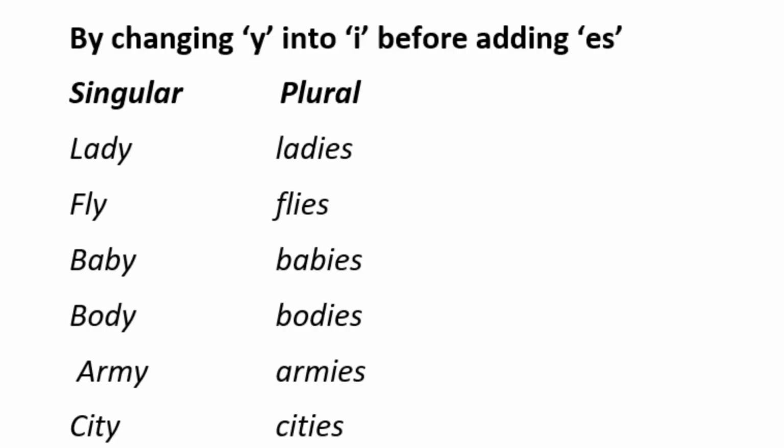For lady, we have ladies. For fly, we have flies. For baby, we have babies. For body, we have bodies. Army, armies. For city, we have cities. The Y, which is the last letter in lady, has been changed to I. So you don't just add s at the back of Y to form the plural. You'll be grammatically wrong. So let's go to more exceptional examples.